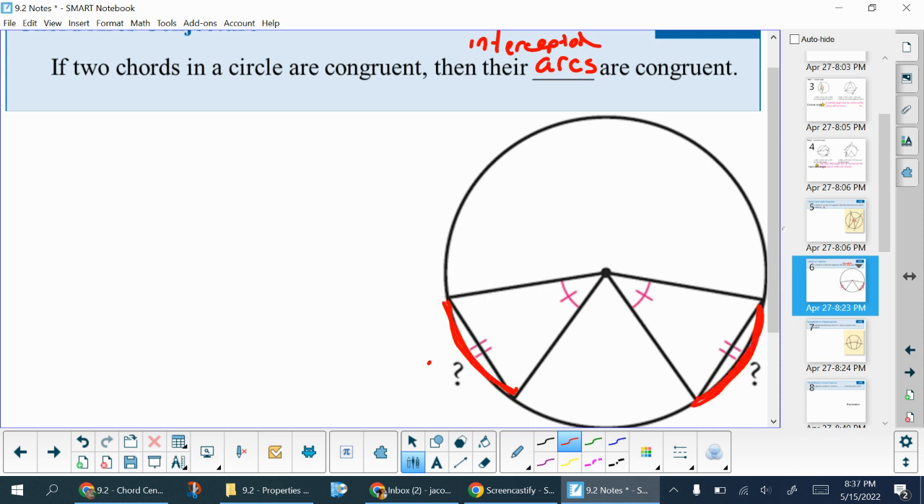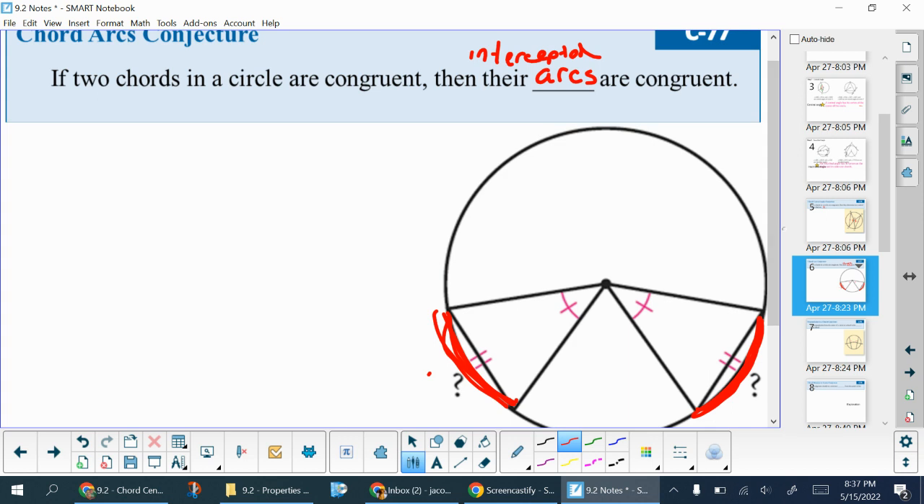And if we accept that that last one is true, then this one is obviously true because the measure of this arc is just equal to the measure of these angles. The angles are congruent. The arcs have to be congruent as well. So those 2 conjectures, they're listed as 2 separate conjectures, but they're really the same thing. If the angles are congruent, the chords and the arcs are. If the chords are congruent, the angles and the arcs are. All the same thing because those triangles are congruent.